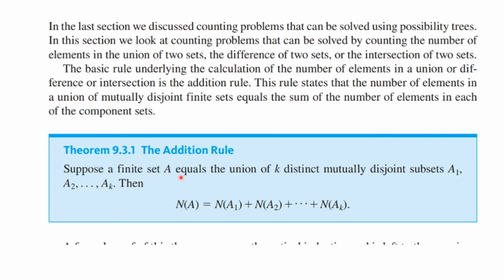Suppose a finite set A equals the union of K mutually distinct disjoint subsets A1, A2, all the way up through AK. Then the number of elements in the finite set A is equal to the sum of the elements in the other subsets, because they are disjoint.